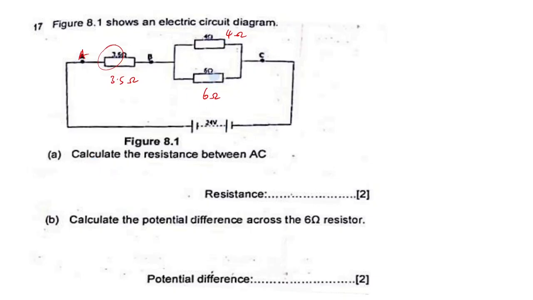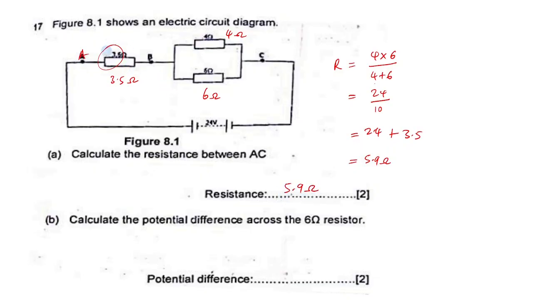So first of all, find this one, then you add it to that. So resistance in parallel here is going to be 4 times 6 over 4 plus 6. So it is going to be 4 times 6, 24, divided by 4 plus 6, which will be 10. So 24 divided by 10, 2.4. So now plus this 3.5, which is going to be 5.9 ohms.